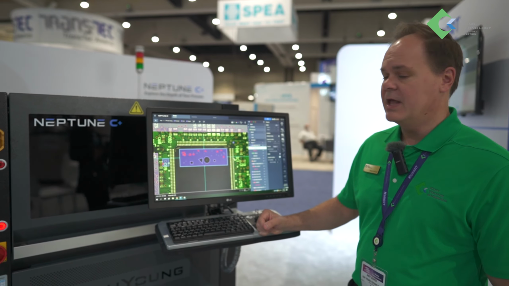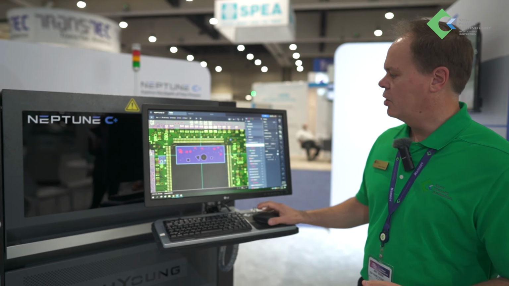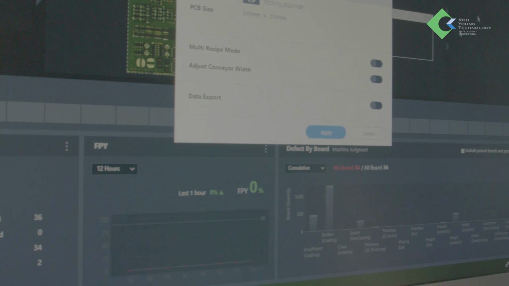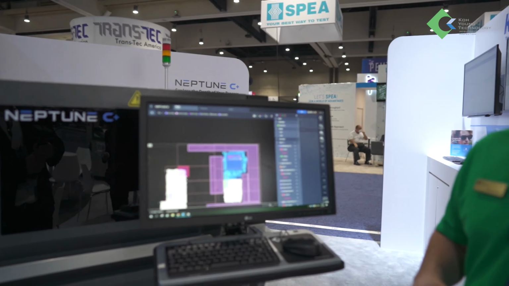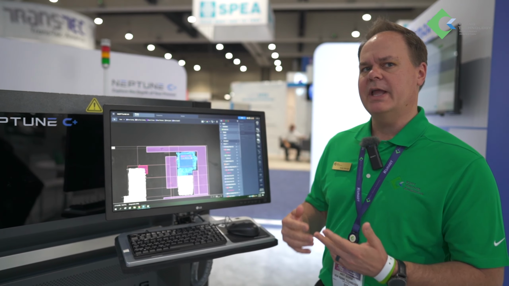A little about the Neptune: we test conformal coating. So we're looking at the coatings on the board. You can see that it really lights up under UV light, so we can see where the coating is and where the coating isn't. As we make our inspections, we really have two processes.